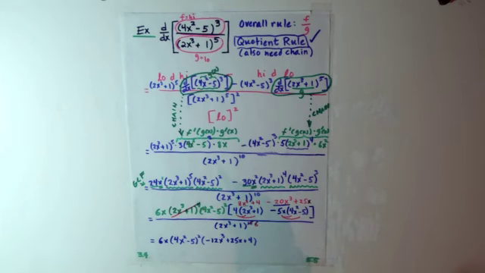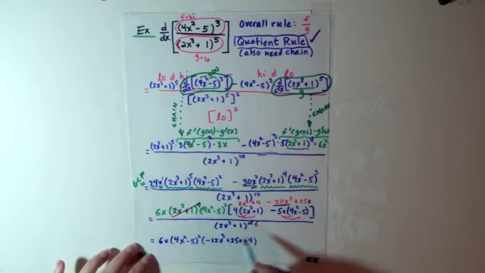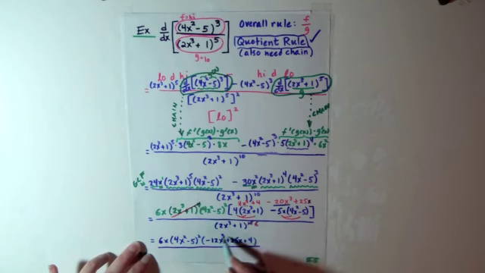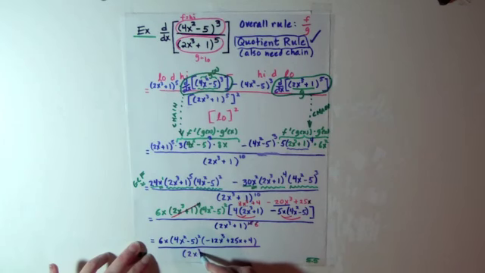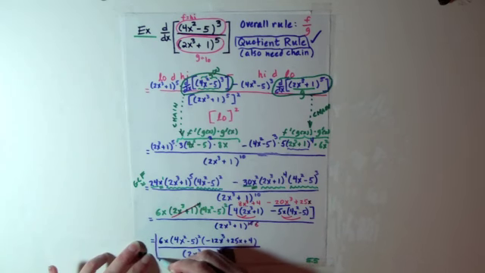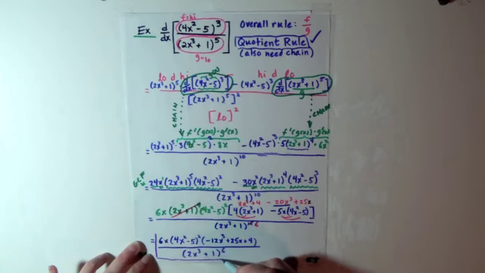There are no more like terms to combine, and it doesn't look like that's going to factor into anything that might cancel with the denominator. So I'll leave that in that form. And all of this is divided by what's left in the denominator, which is 2x cubed plus 1 raised to the 6th power. And I believe that is as simple as we can make our answer, and so that would be our final answer.